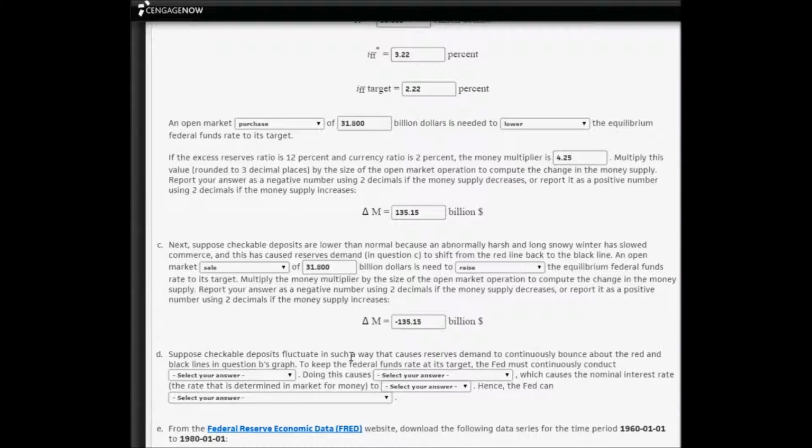So suppose checkable deposits fluctuate in a way that causes reserves demand to continuously balance about the red and black lines in question B's graph. To keep the federal funds rate at its target, the Fed must continuously conduct open market purchases and sales. Doing this causes oscillations in the money supply, which cause the nominal rate of interest to fluctuate. Hence, the Fed can target the growth of money or interest rates, but not both.